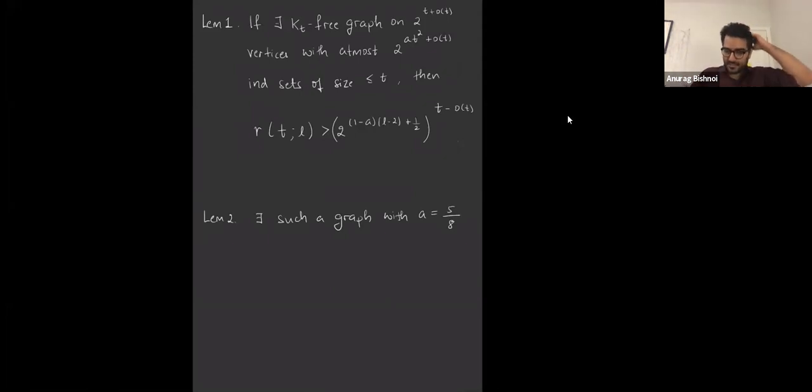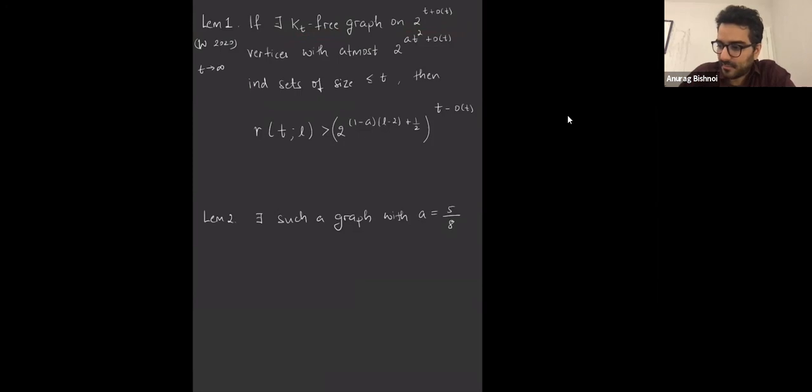So here's a lemma. This is from Wigderson 2020, let's say, which says the following. Okay, so say you have a graph which is K_t-free, so it does not have any complete graph on t vertices as a subgraph, on exponentially many vertices. I'm going to write 2 to the t plus little o of t vertices. So everywhere we will assume t goes to infinity. Those are the asymptotics we are talking about.